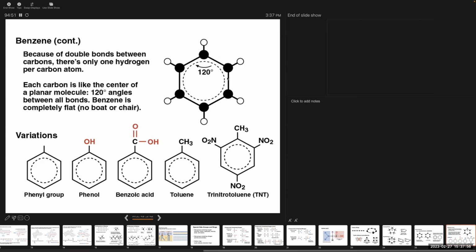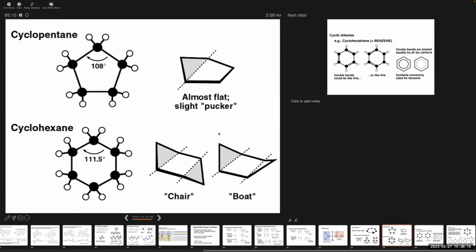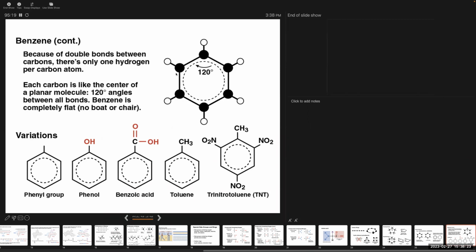So here's benzene. A couple of things about benzene. For one thing, because there are all these double bonds being shared by the 6 carbons, a lot of the valence of the carbons is taken up by the bonding between the carbons. Each carbon only has a single hydrogen attached to it, whereas earlier when we looked at cyclohexane, because there were only single bonds between the carbons, each carbon had 2 hydrogens on it. In benzene, each carbon only has 1 hydrogen on it.